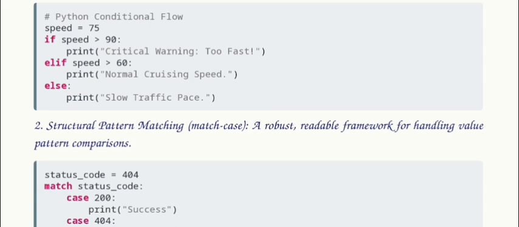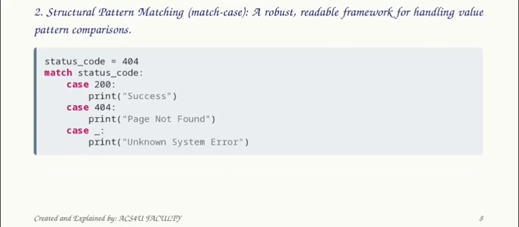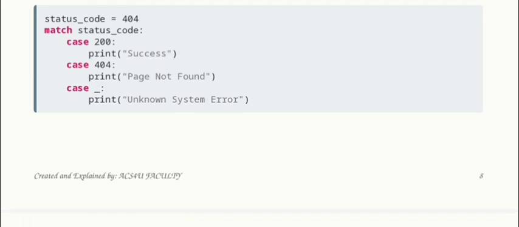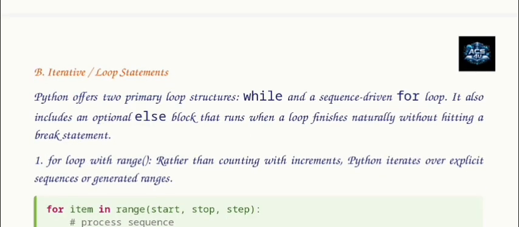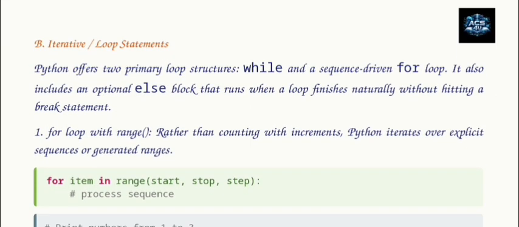Structured pattern match case, a robust readable framework for handling value pattern comparisons. Next, there comes the iterative or loop statements. Python offers two primary loop structures, while and a sequence-driven for loop. It also includes an optional else block that runs when a loop finishes naturally without hitting a break statement. For loop with range: rather than counting with increments, Python iterates over explicit sequences or generated ranges.